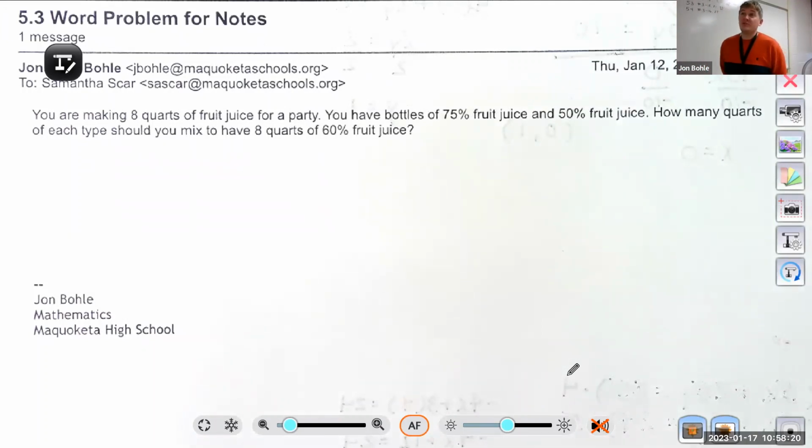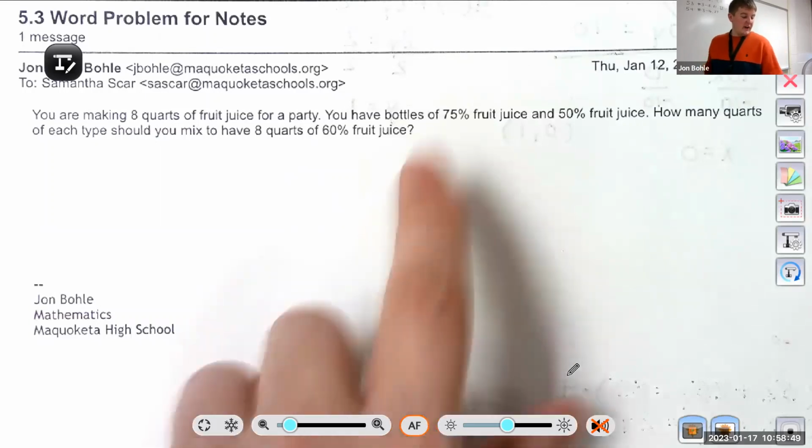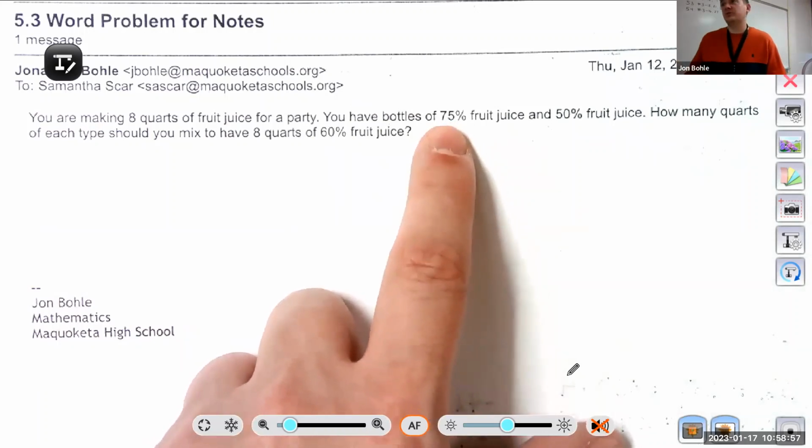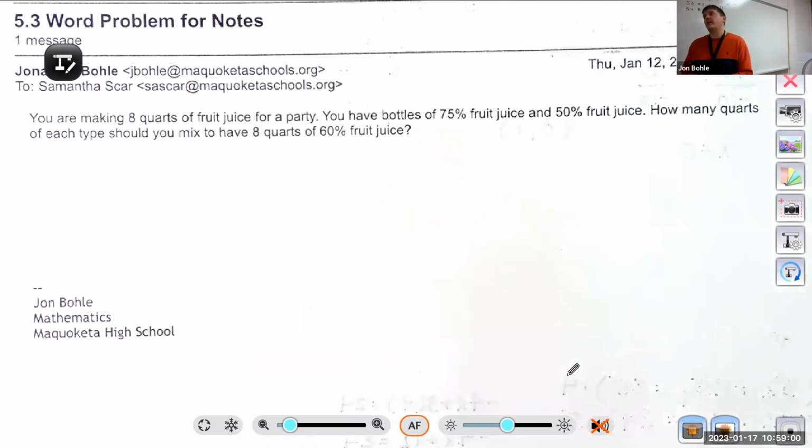Okay, so you're making 8 quarts of fruit juice for a party. You have bottles of 75% fruit juice and 50% fruit juice. How many quarts of each type should you mix so that you have 8 total quarts of 60% fruit juice? Okay, so there's 2 things going on. There's a total amount of liquid. How much total amount of liquid is there? 8 quarts. The other thing is that there is a percentage of juice. So if I have 8 quarts of 75% fruit juice, that means only 6 quarts are actually fruit juice. And the other 25% is, I'm assuming, water, but I don't know for sure.